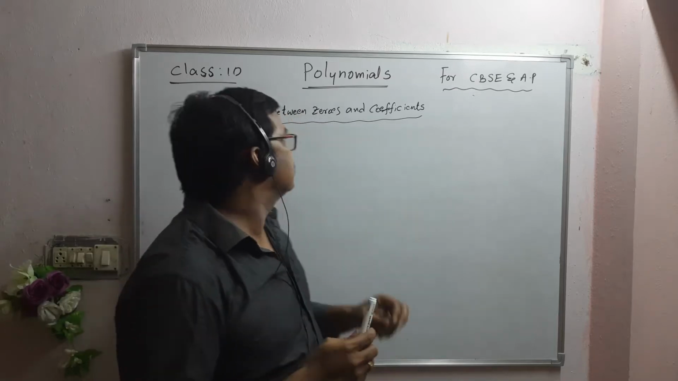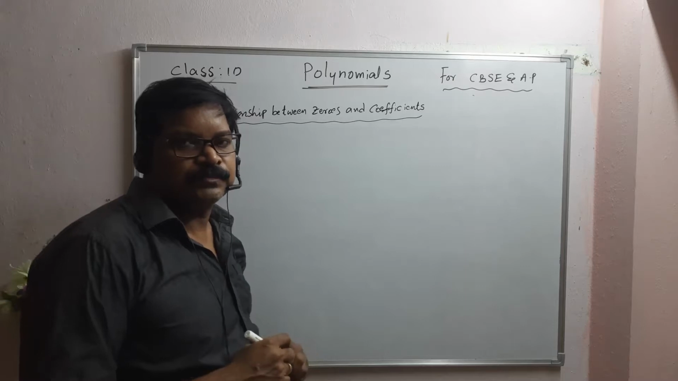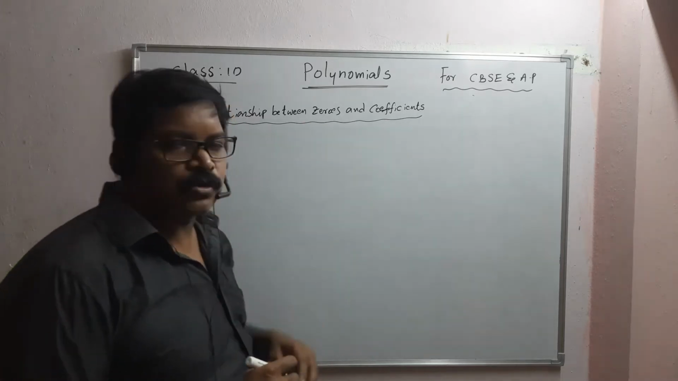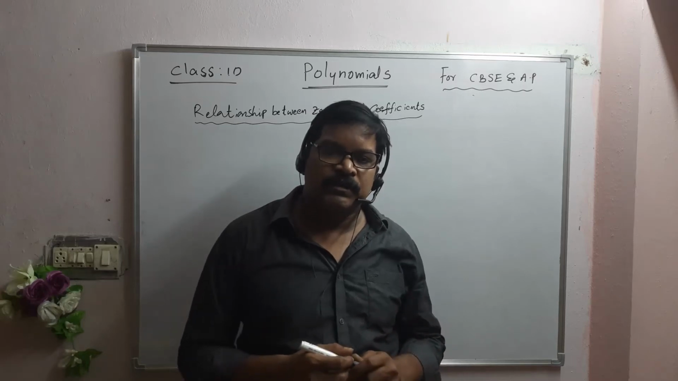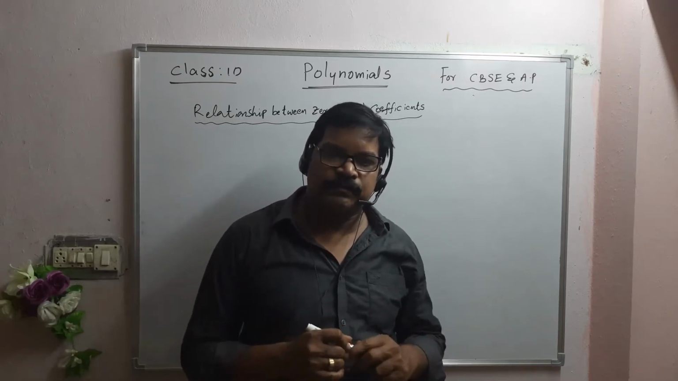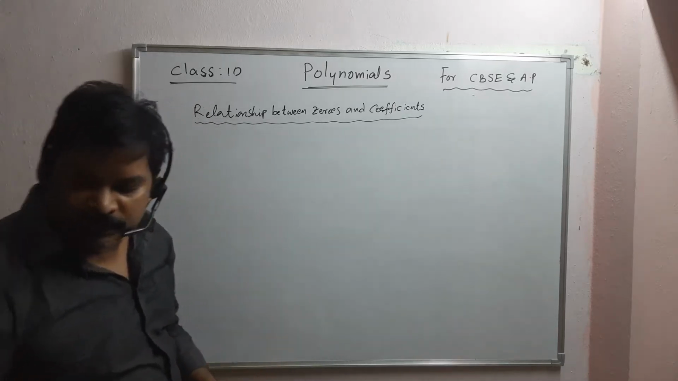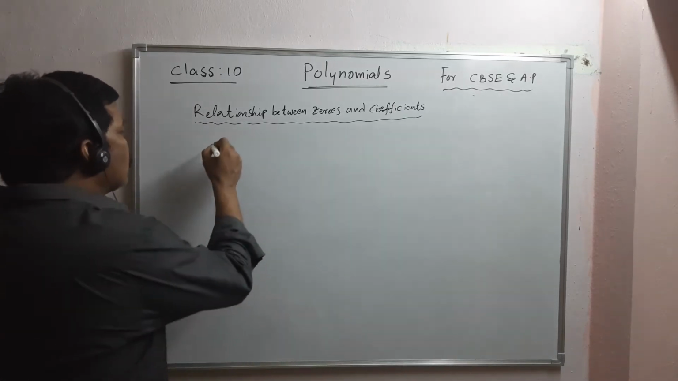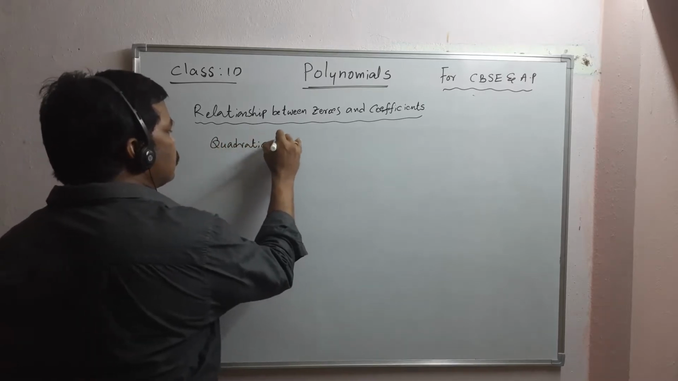Now our topic is the relationship between zeros and coefficients. For CBSE and AP State Board, this is the same topic, right? See, let us take a quadratic polynomial. What is a quadratic polynomial?